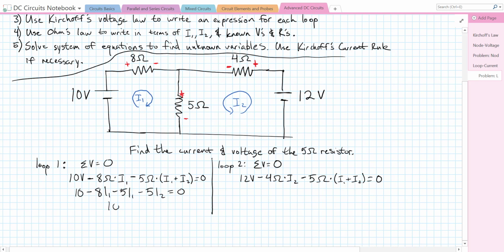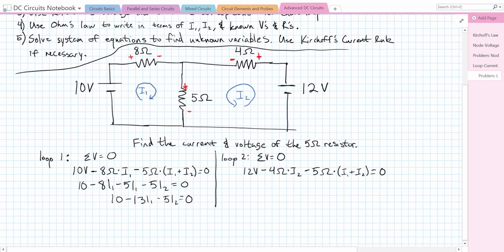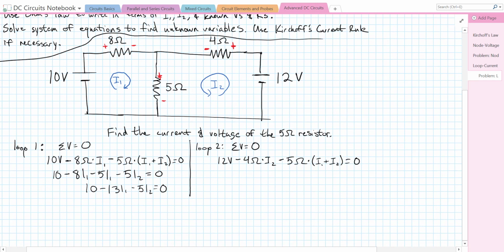That's the same as 10 minus 13I1 minus 5I2 is equal to 0. And that's about as simplified as we're going to get. Let's do the same thing on the other side.